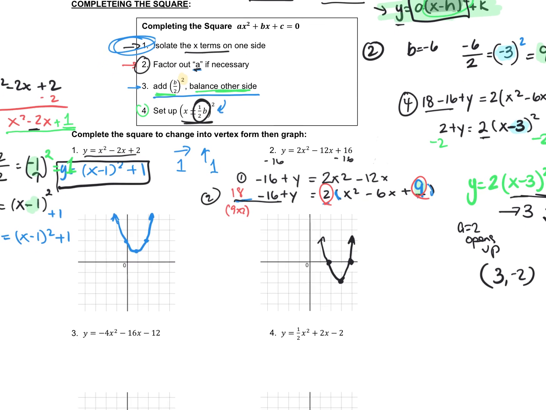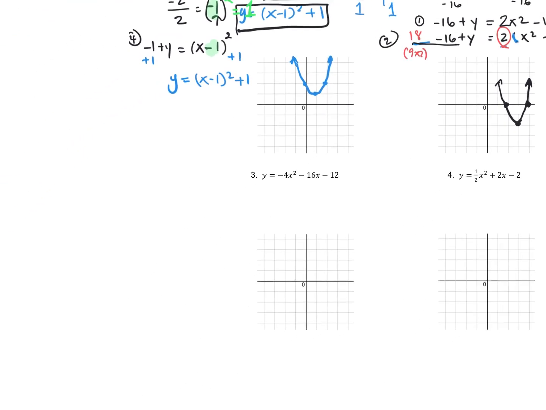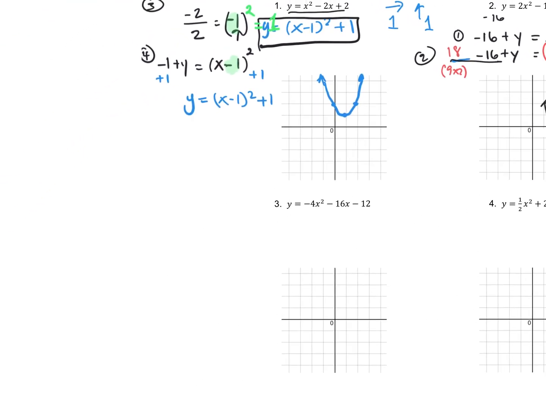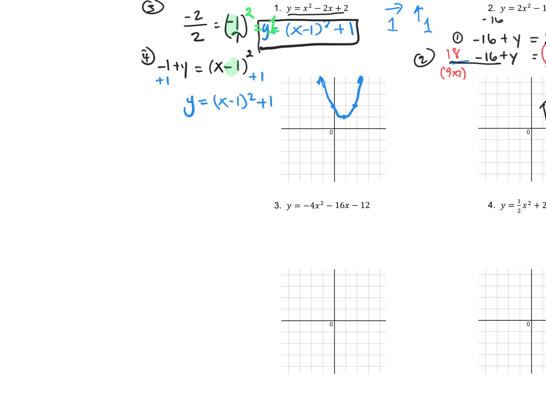Okay, let's look at number 3. First thing we're going to do is move the negative 12 over by adding 12 to both sides. So I have 12 plus y equals negative 4x squared minus 16x.